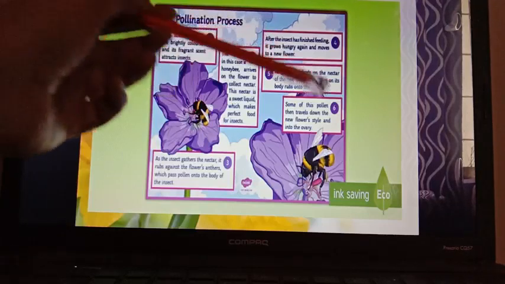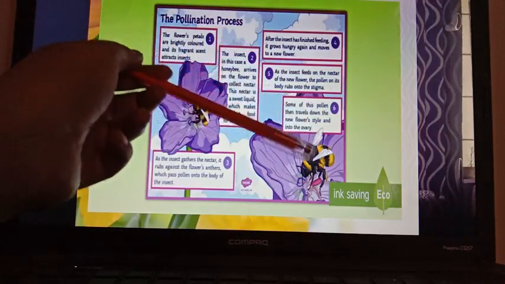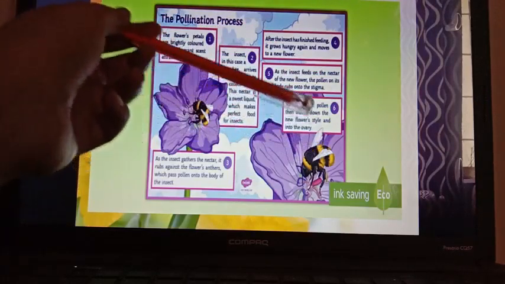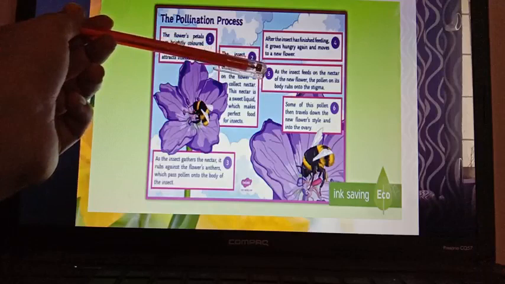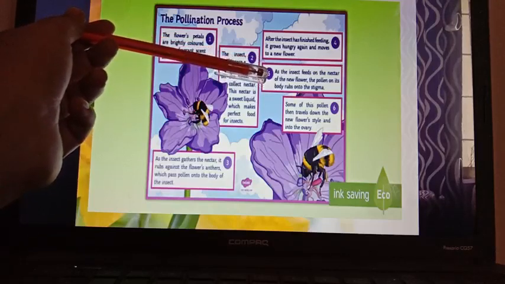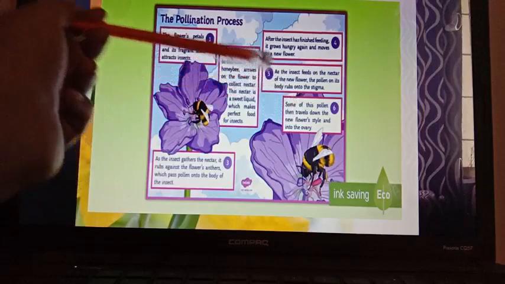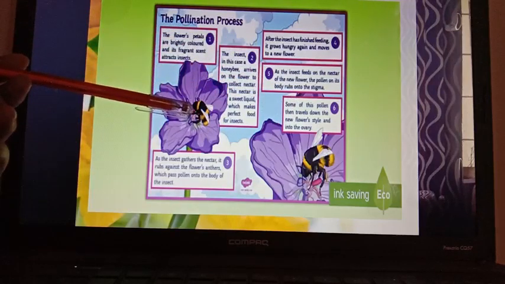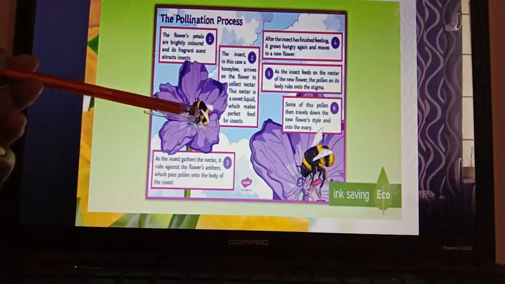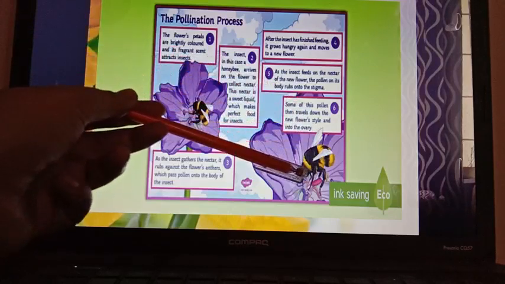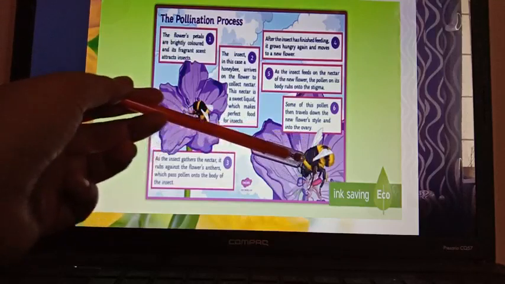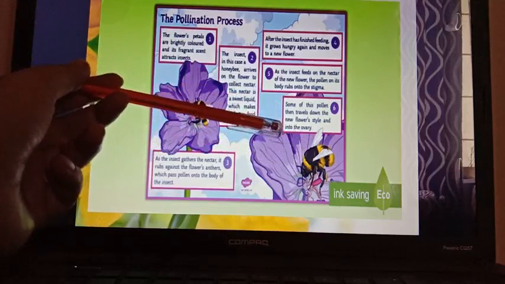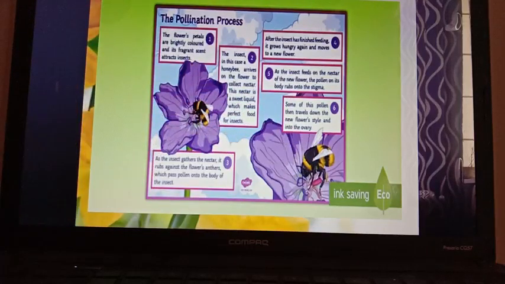So from one flower to another flower, next time when they are moving, that time the pollen grains can be transferred from one flower to another flower. As the insect feeds on the nectar of the new flower, the pollen on its body rubs onto the stigma. So from the anther it is collecting the pollen, or the pollens are stuck to its body, and when this insect again is moving to another flower, that time the pollens on its body rub onto the stigma of this flower. By that it can cause the pollination. It can help in the pollination.